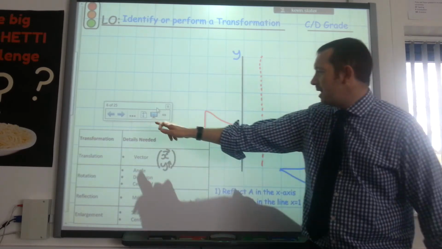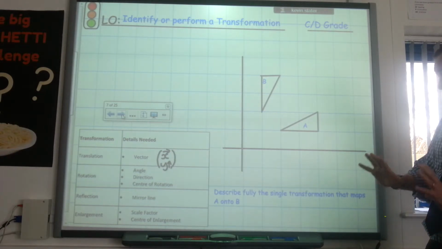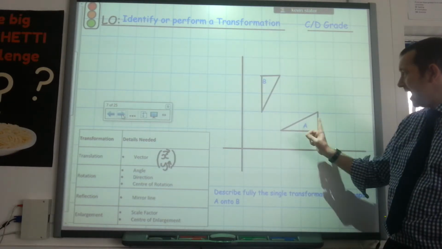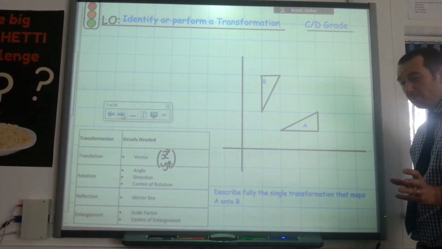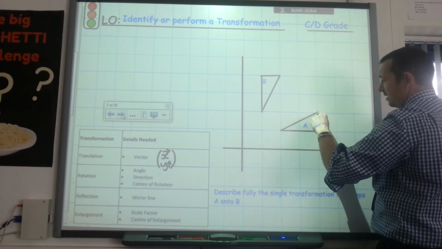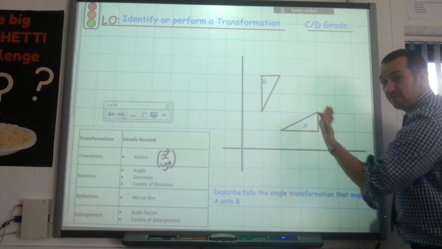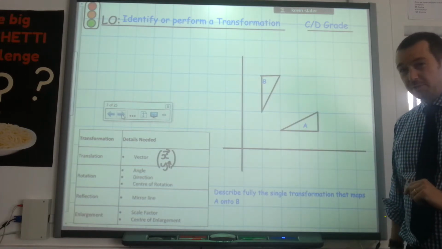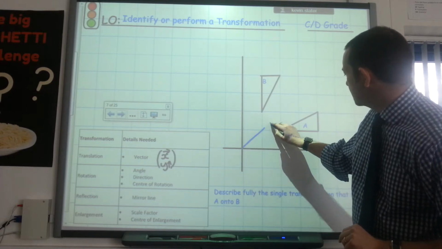Okay, so reflection there. This time, I've been asked to describe fully the single transformation that maps A onto B. I could probably make the mistake here of thinking it's been rotated, but actually if it was rotated, I think that corner would be on that side. So I think it's actually been flipped, reflected. My first job is to draw on the mirror line. And if I'm very careful, I think the mirror line is there.